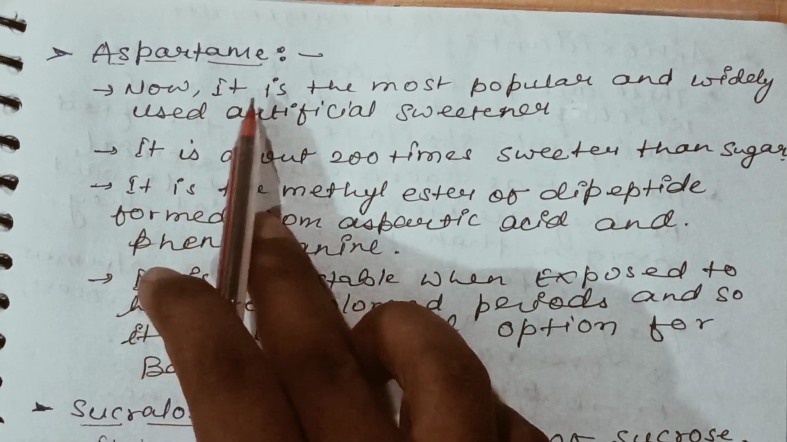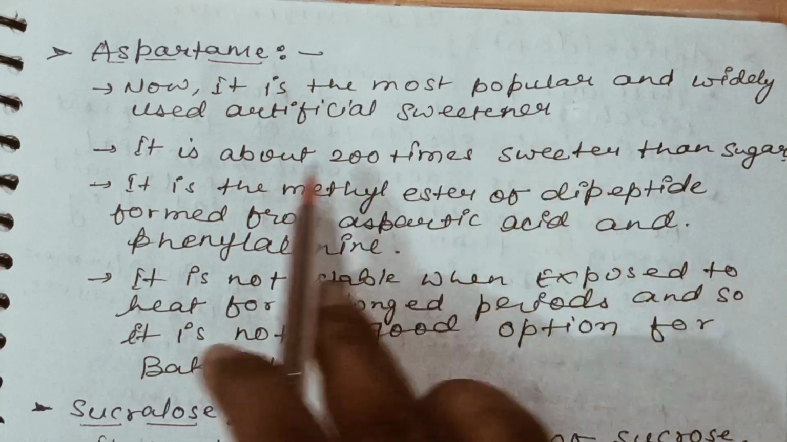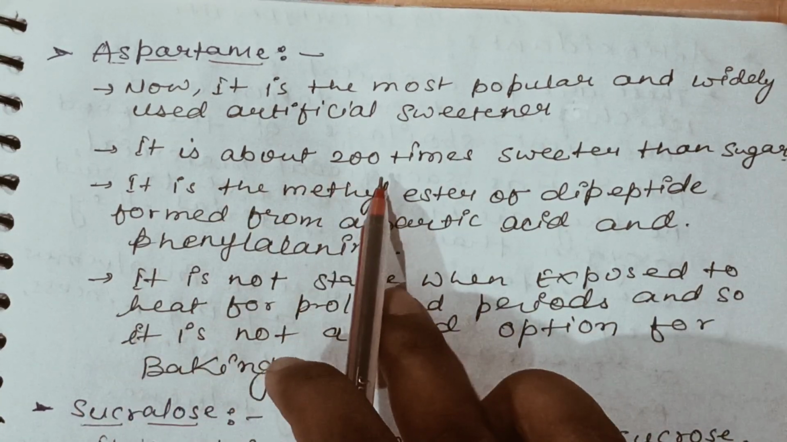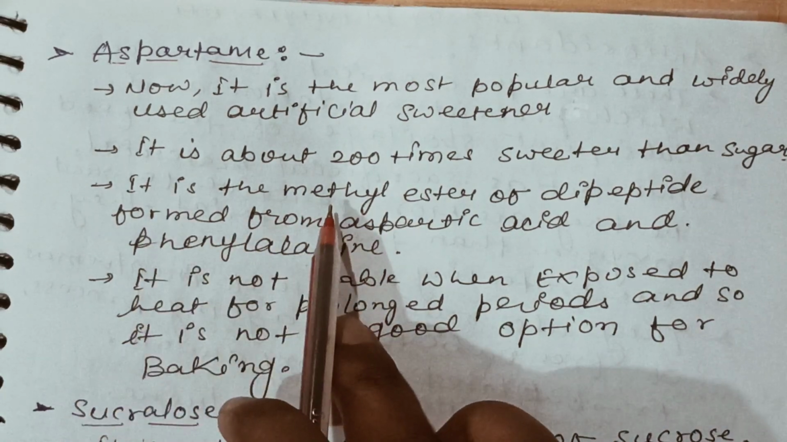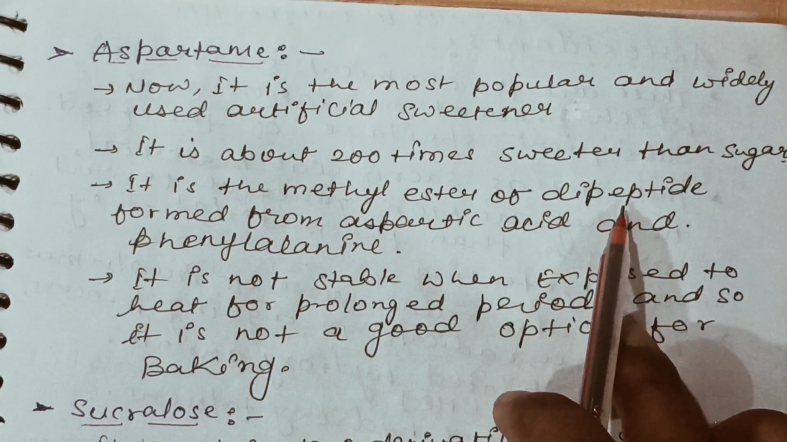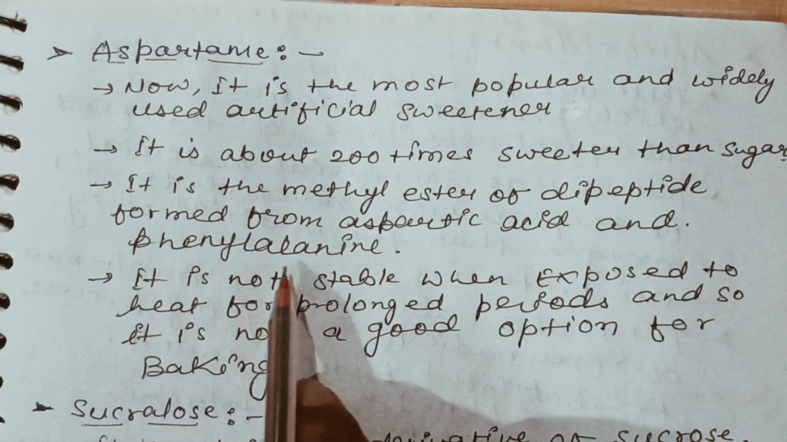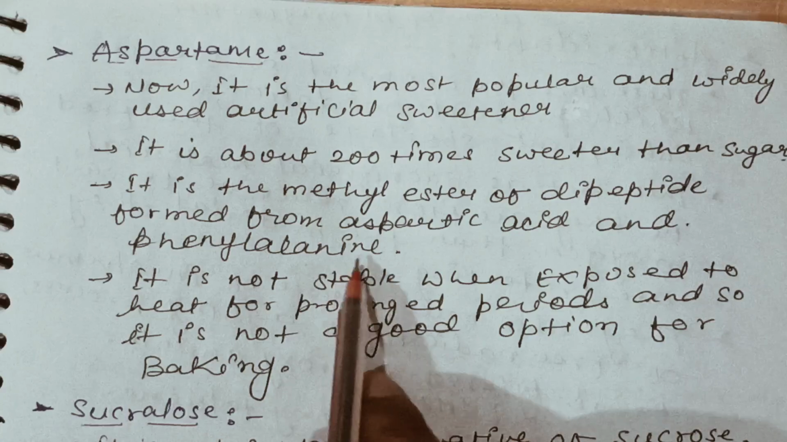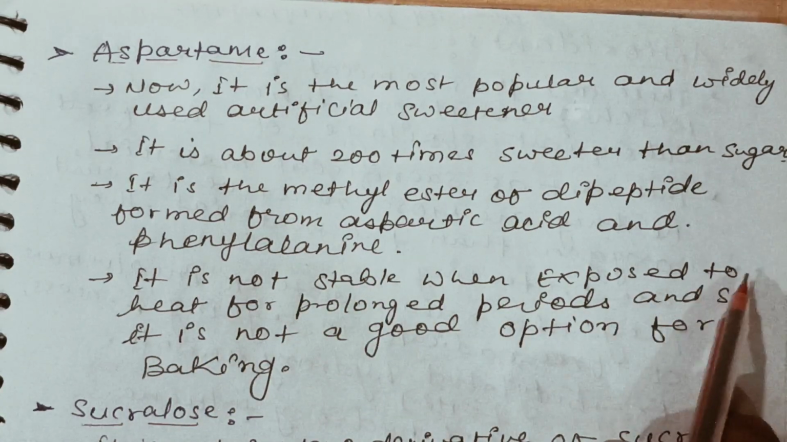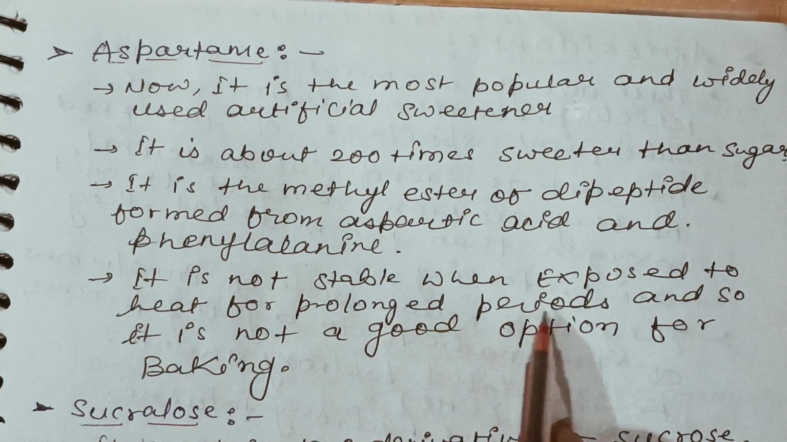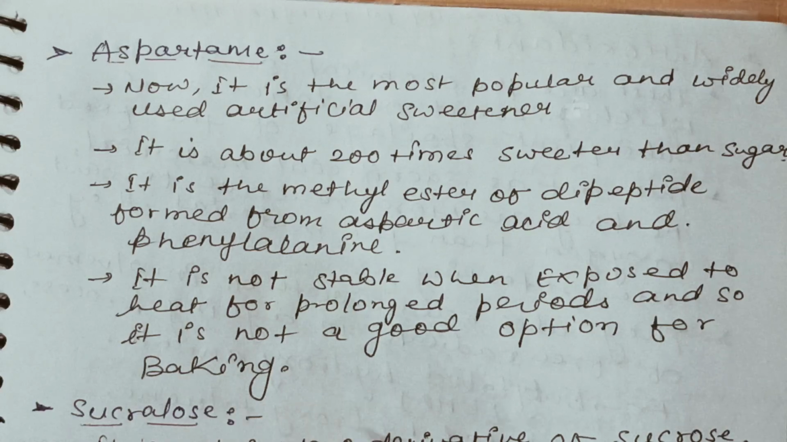Aspartame is now the most popular and widely used artificial sweetener. It is about 200 times sweeter than sugar. It is the methyl ester of a dipeptide formed from aspartic acid and phenylalanine. It is not stable when exposed to heat for prolonged periods, and so it is not a good option for baking.